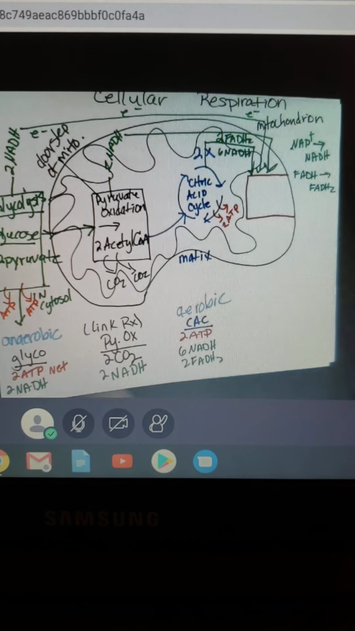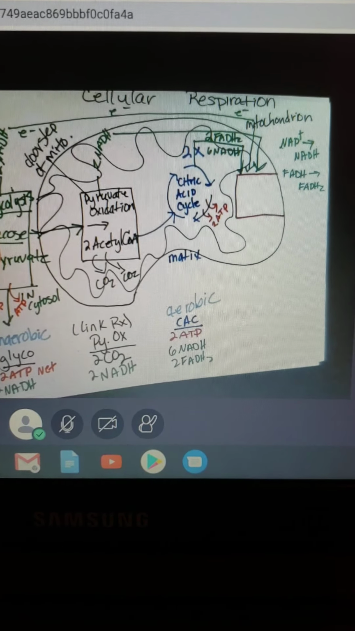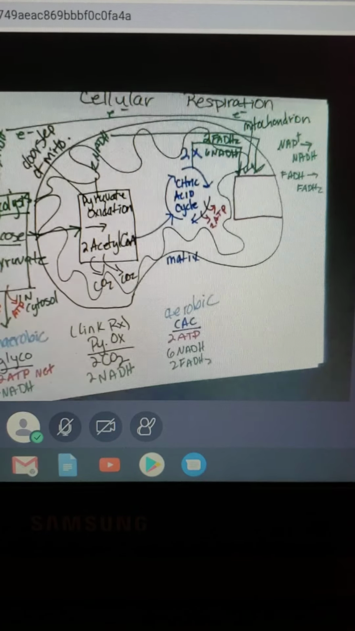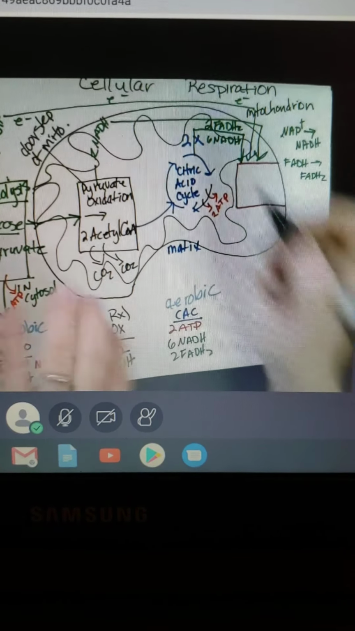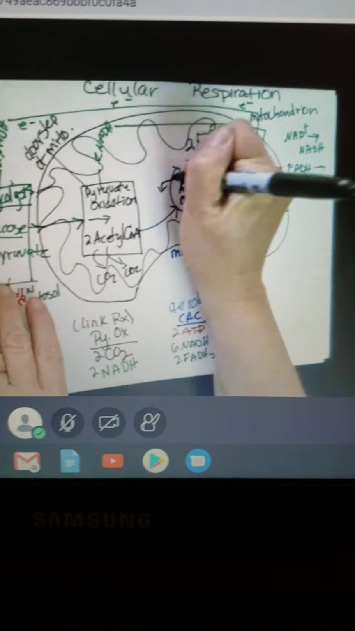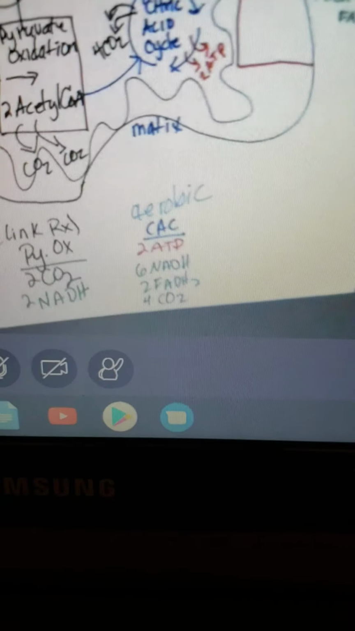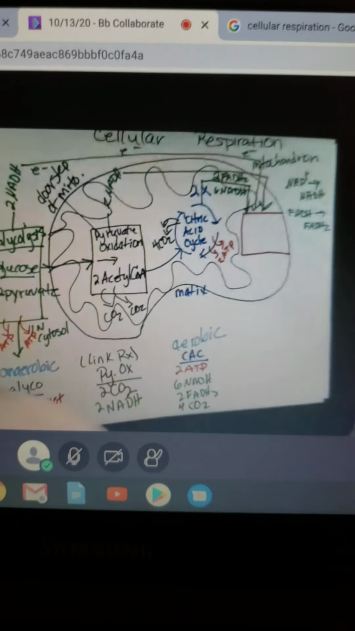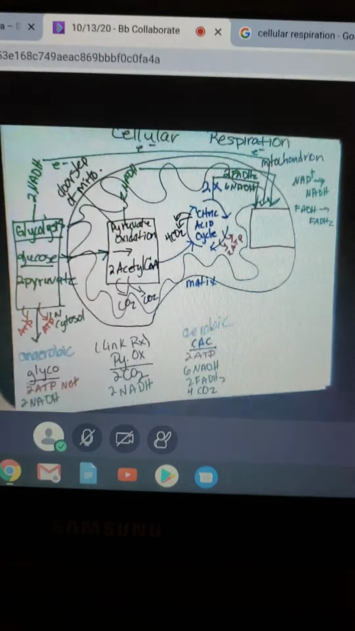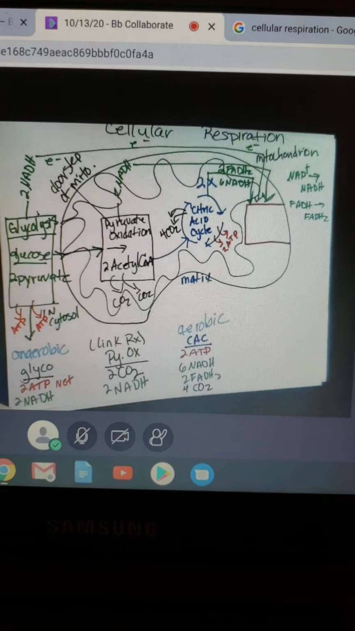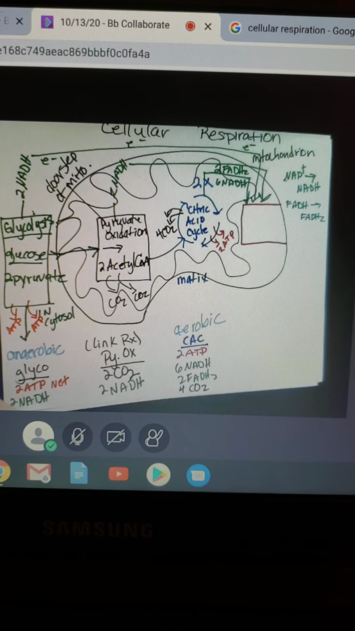So the whole goal of our processes here is to get to the last step. One more thing on the citric acid cycle. They're also going to have a byproduct of 4 CO2. That's going to be a byproduct, 4 CO2, all right? When we exercise, we're doing cellular respiration. We're taking oxygen in. What are we breathing out? Carbon dioxide, okay?